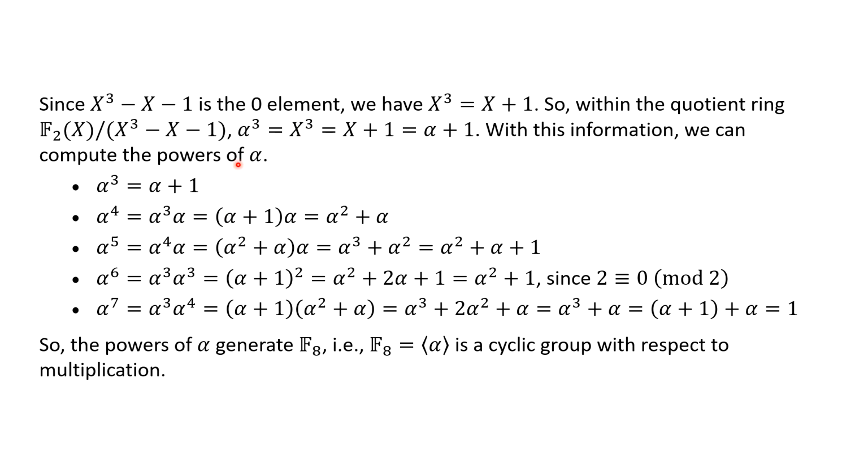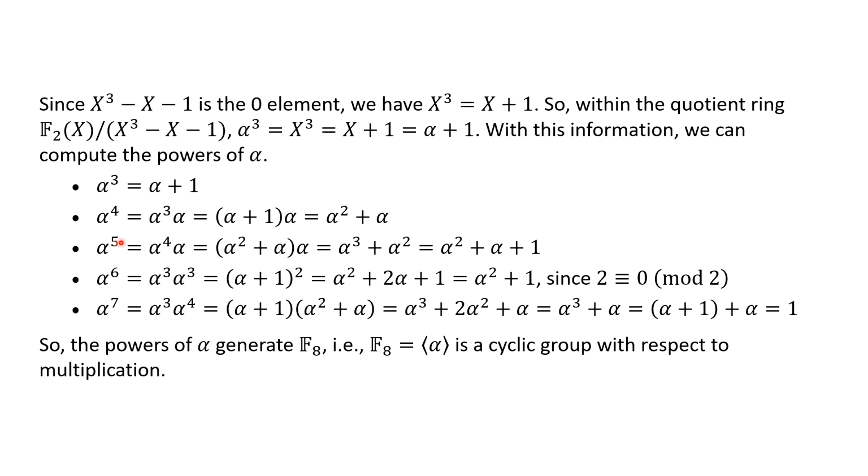And then we can plug in this for alpha cubed, and we get this here. And that gives us alpha squared plus alpha. And that's one of our elements from F8, so we don't need to do anything there. Then we go to the next one.